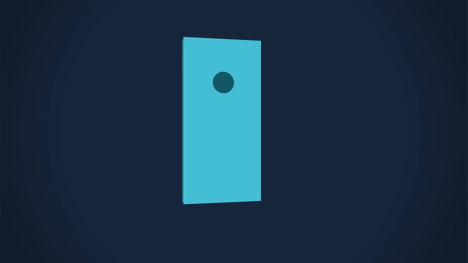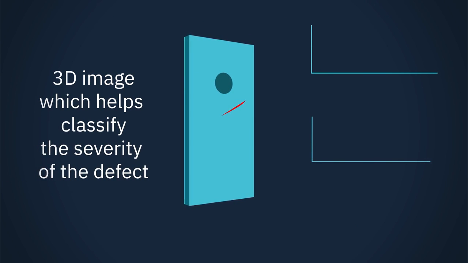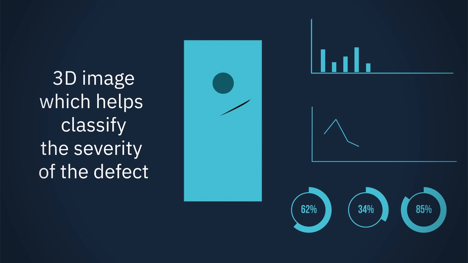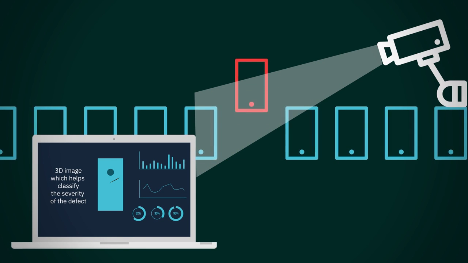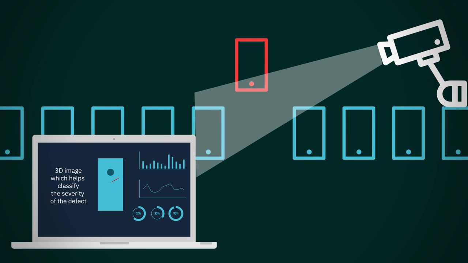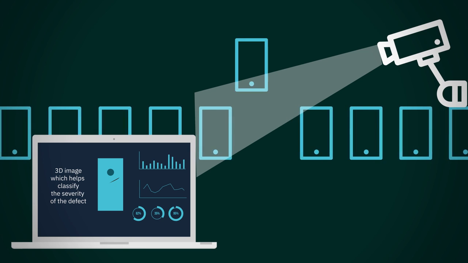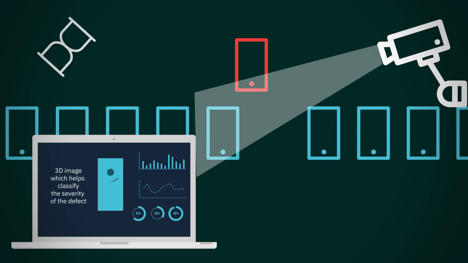It can then create a 3D image which helps classify the severity of the defect, such as depth of the scratch, along with the location. You can pull that phone from the line instantly, compare if this problem is recurring, and identify the root cause. All of this is done in milliseconds.